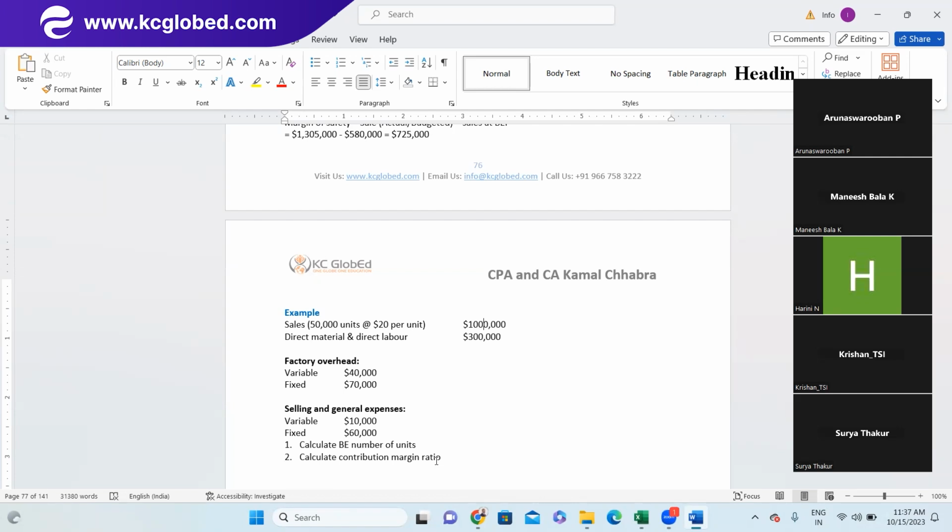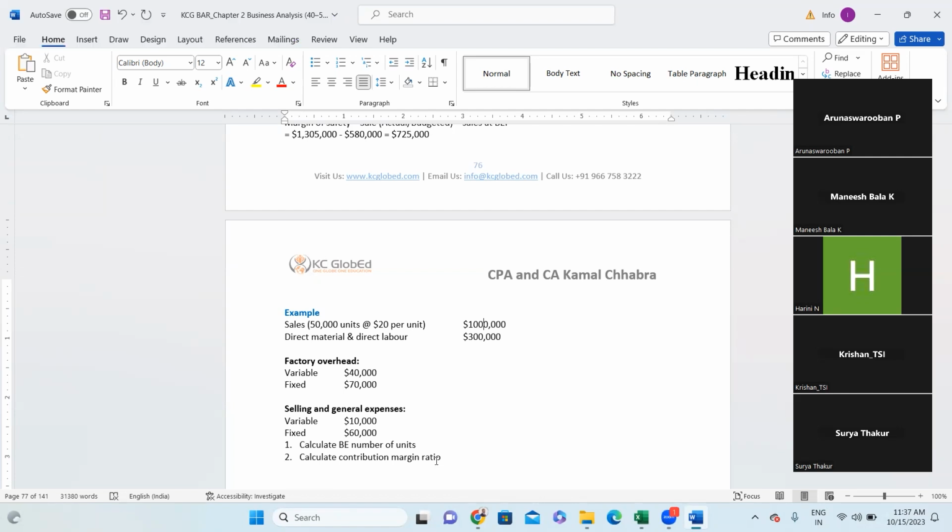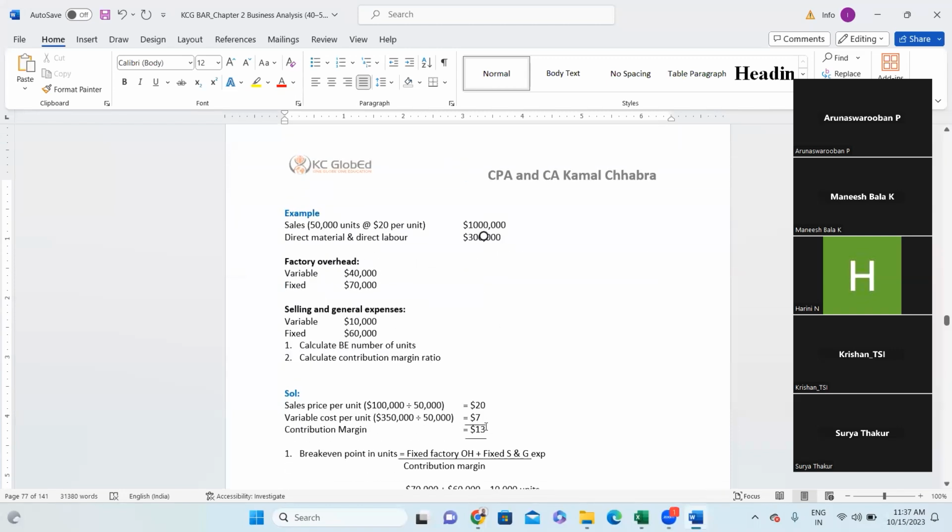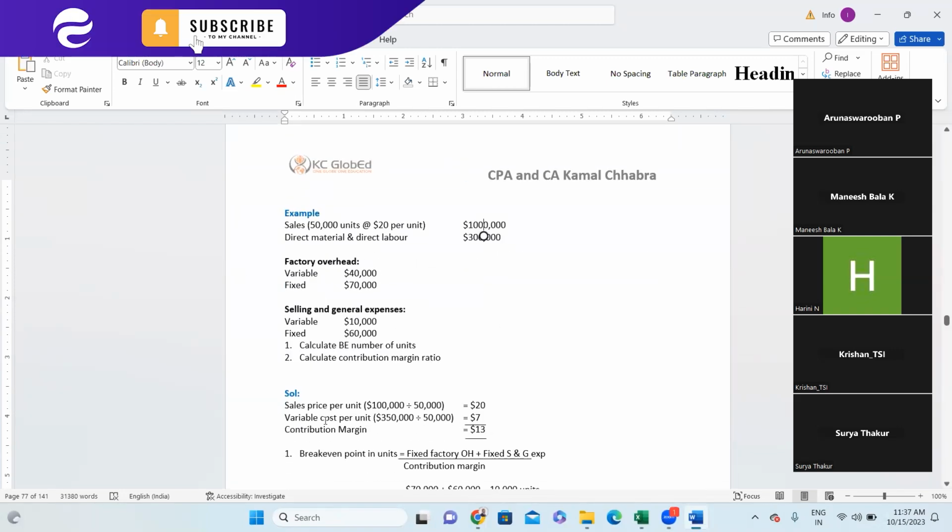And what is the direct material and labor cost? 300,000 divided by 50,000, how much is it? $6. So $6 is material and labor cost, and $1 is overhead and selling and general administration. How much is the total variable cost? $7. What is the contribution margin? 20 minus $7, so $13 is your contribution margin. Make sense?